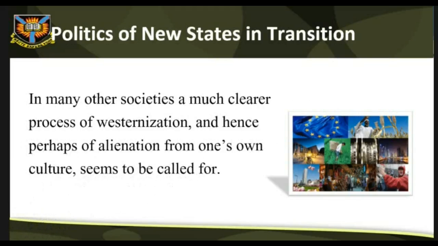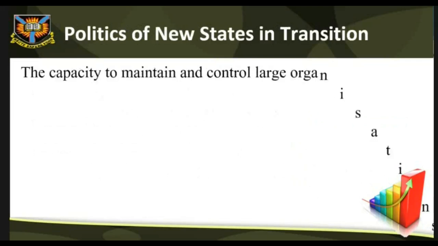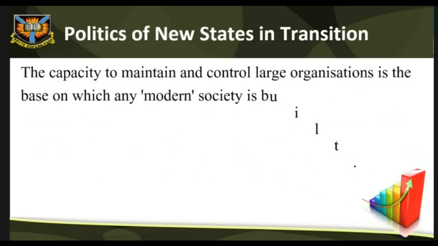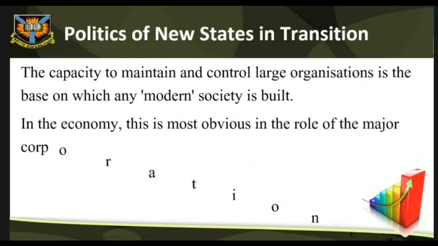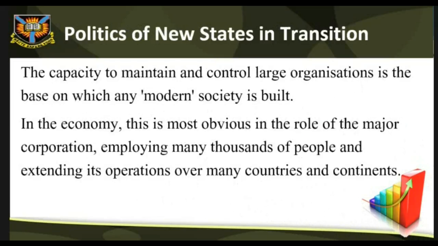In the field of politics, an especially important aspect of Western technology, and one which is very easily overlooked by those who see technology especially in terms of sophisticated machinery, is the technology of organization. The capacity to maintain and control large organizations is the base on which any modern society is built. In the economy, this is most obvious in the role of the major corporation employing many thousands of people and extending its operation over many countries and continents.